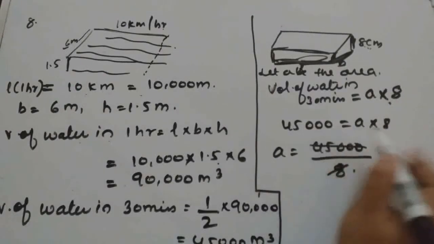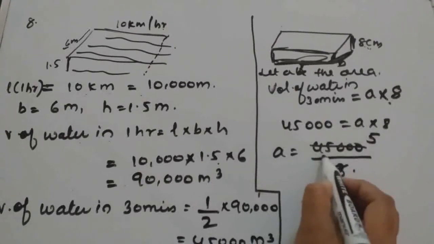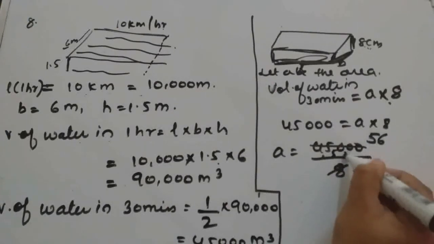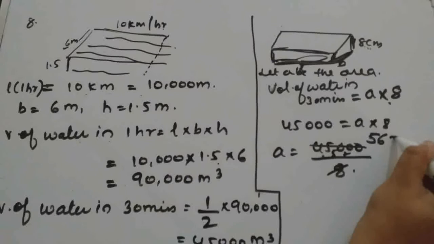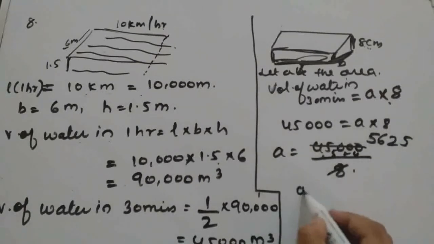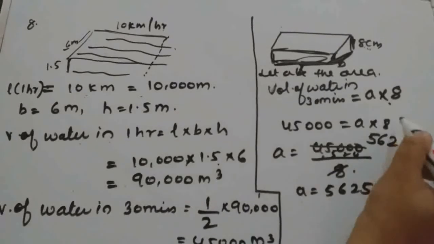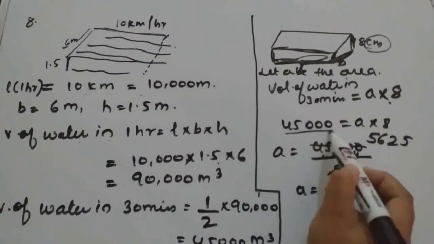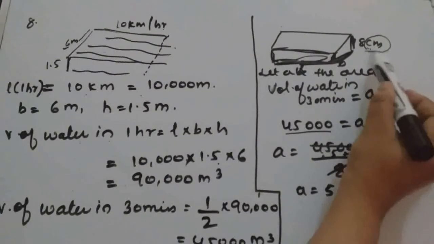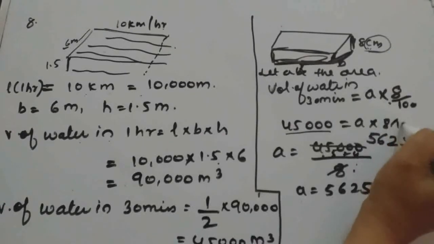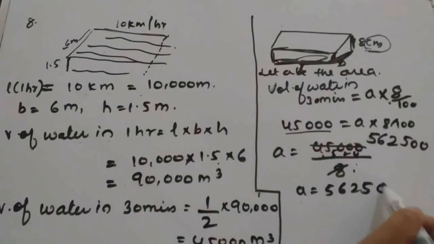From 8 we can cancel. 8 5s are 40, then 5 will come, then 2 will come. So A is 5625. Now here this 8 centimeter is given and we got this in meter. So what we will do? We will change this centimeter into meter. That means we will divide by 100. So two zeros will be included in the area. So that is in meter square.